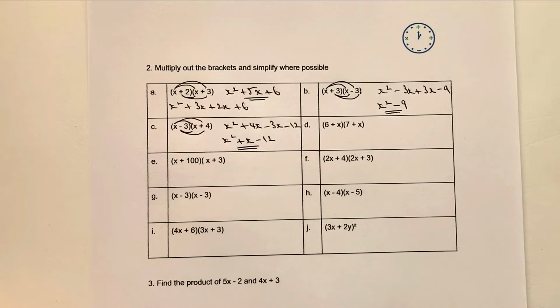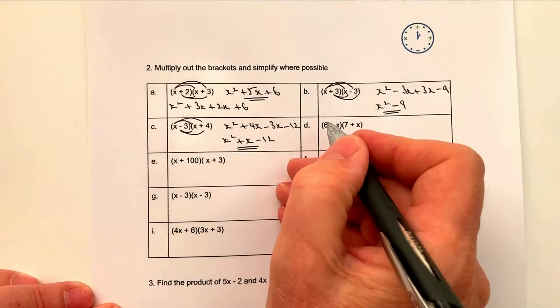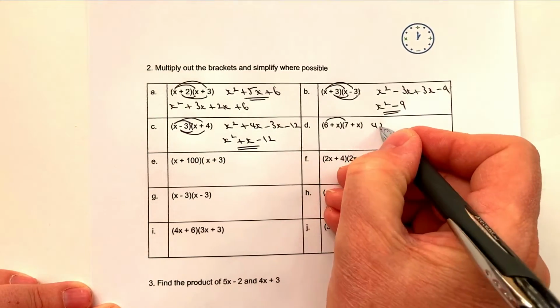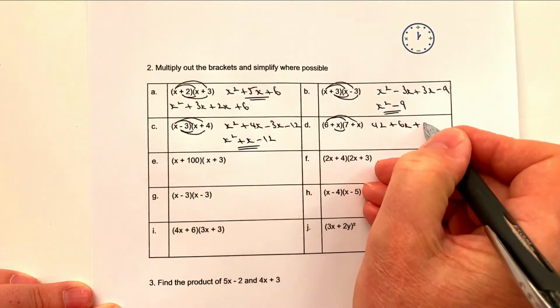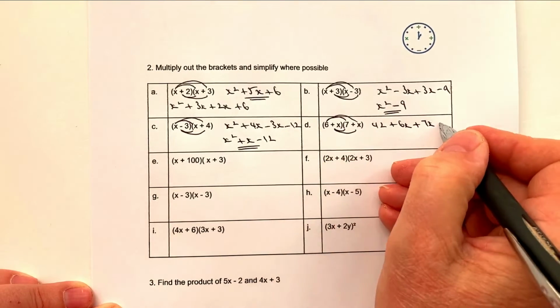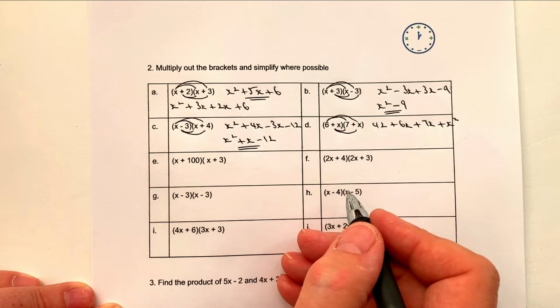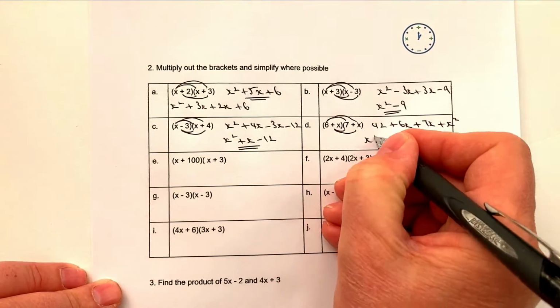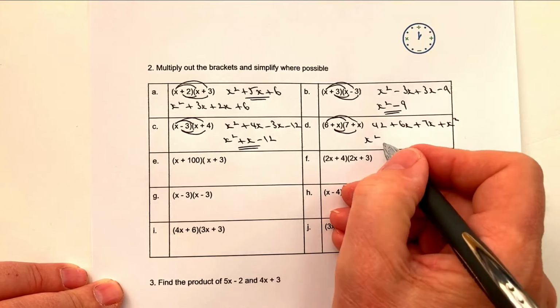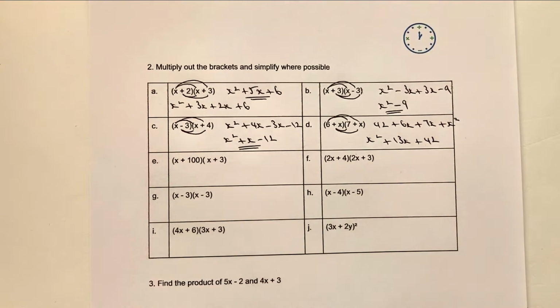That would be the answer to that one. Okay, so D is slightly different because it's the other way around, but you just treat it in exactly the same way. I'm going to get 6 times 7 is 42, plus 6x plus 7x plus x squared. Now it's a little bit untidy. What I'm going to do is write it in ascending order, so the same order in which I would write the other ones. I'm going to put x squared first, and then 6 plus 7 is 13x, and then plus 42.